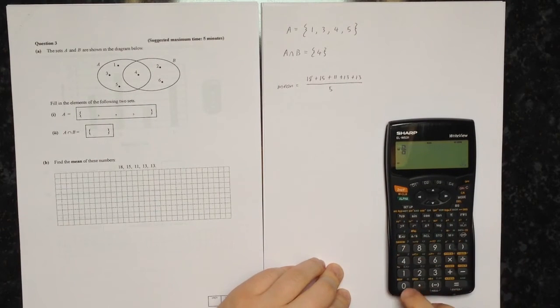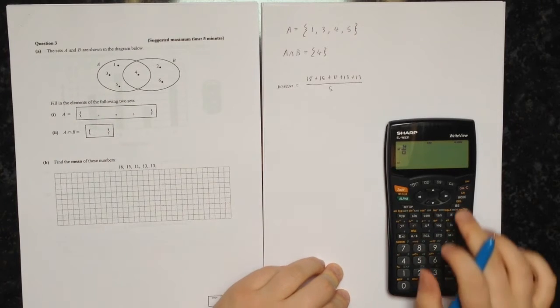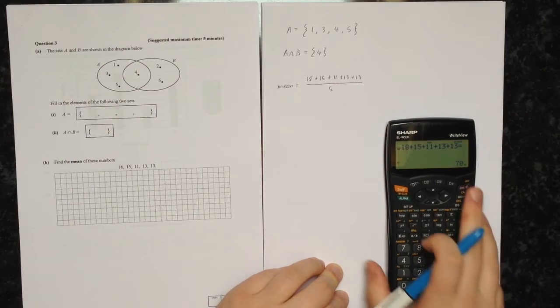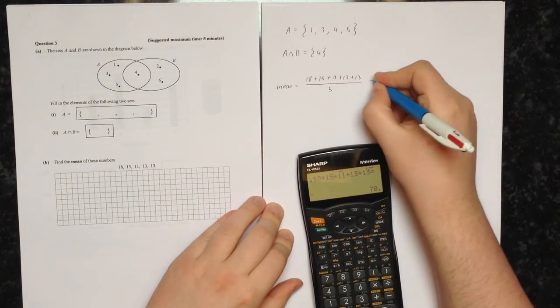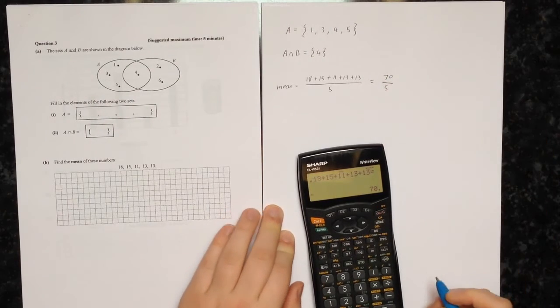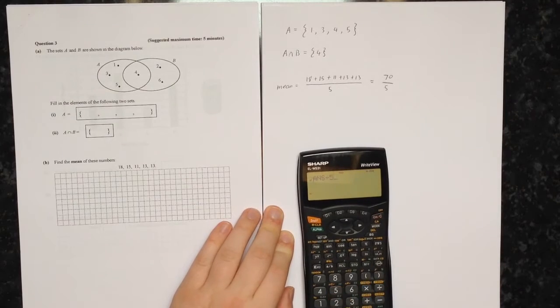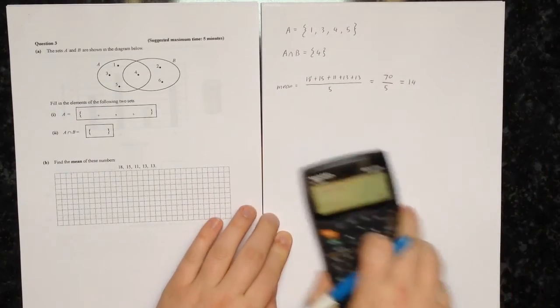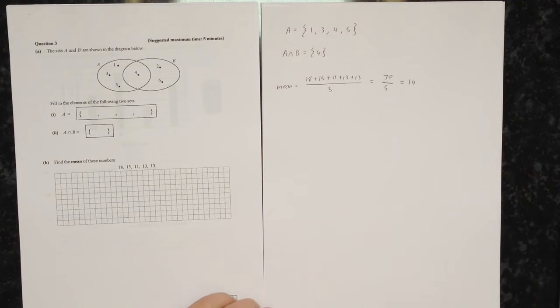So we've got 18 plus 15 plus 11 plus 13 plus 13, and that's equal to 70, which we then divide by the number of numbers, which is 5, to be left with 14. So the mean of those 5 numbers is 14.